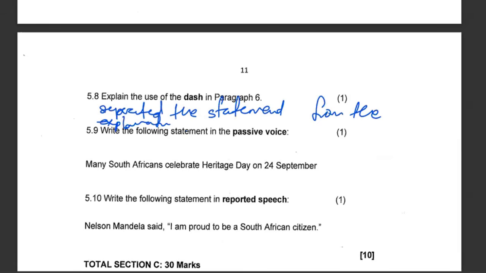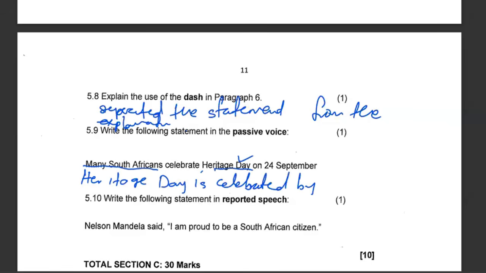Write the following statement in the passive voice. Many South Africans celebrate Heritage Day on 24 September. I believe many South Africans is our subject. Heritage Day is our object. So when we're doing passive voice, we are starting with the object. So it will be Heritage Day is celebrated by many South Africans on 24 September. The key word to passive and active voice is subjects and objects. If you know your subject, if you know your object, you will not struggle with this one.